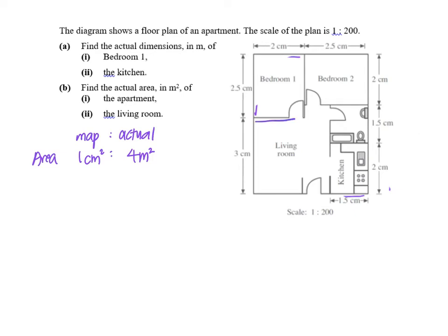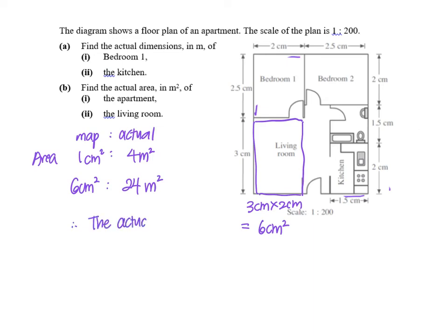Living room is this portion only, right? So this one here is 3 cm by 2 cm. 3 by 2 is 6 cm square. So I'm going to put 6 cm square over here. 4 times 6, 24 meters square. Okay, just nice.